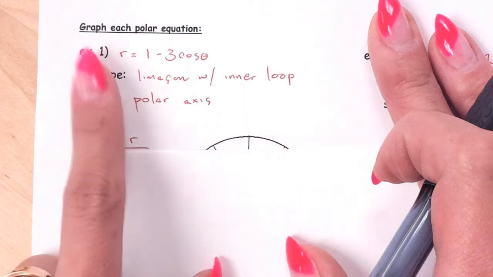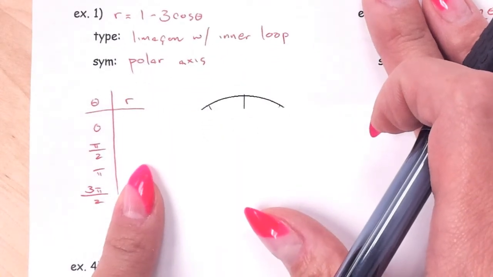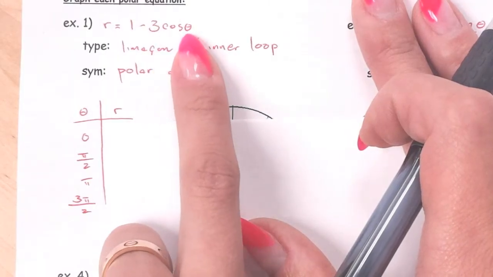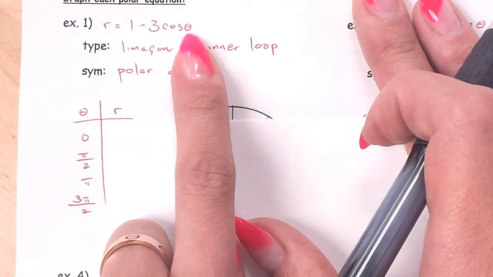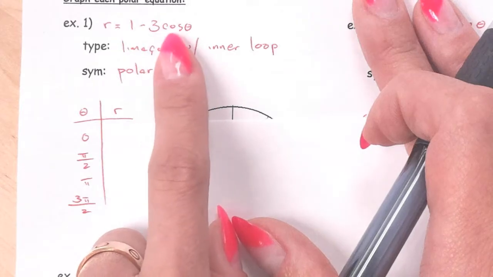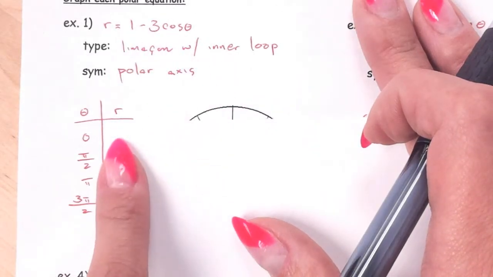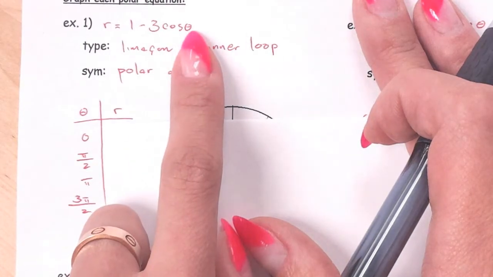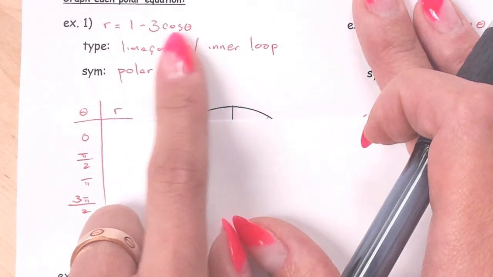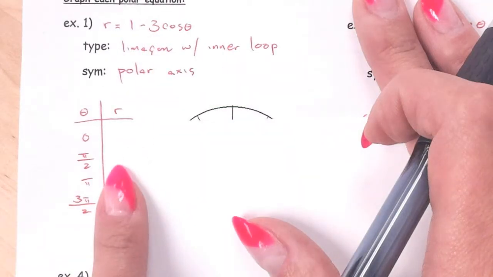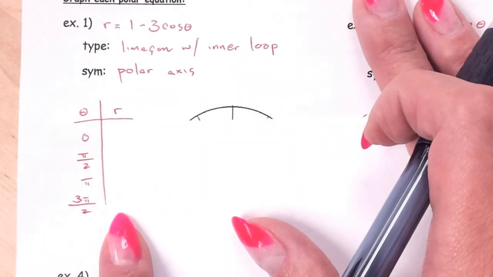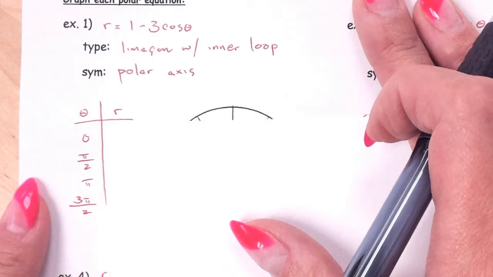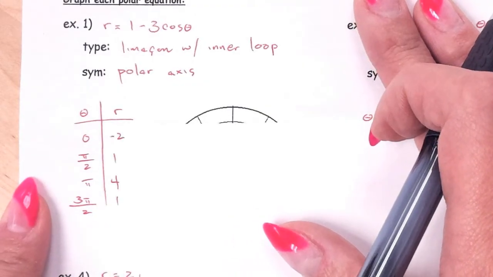So whatever theta is, you plug in. So I'll do the first 2. So cosine of 0, think about your unit circle. Cosine of 0 is 1. 3 times 1 is 3. 1 minus 3 is negative 2. And then you plug in pi over 2. So cosine of pi over 2 is 0 times 3 is 0. 1 minus 0 is 1. Okay, you do the other 2. Don't just copy me. And hopefully you get these.